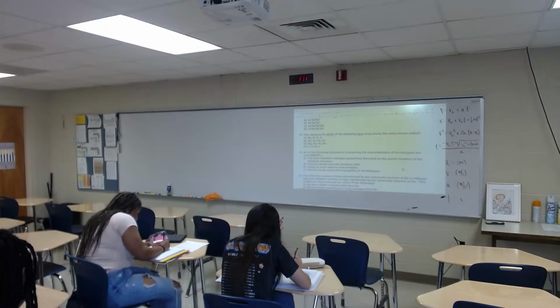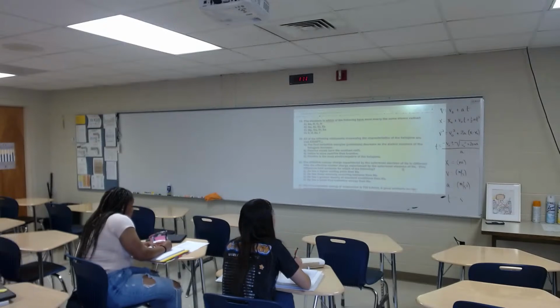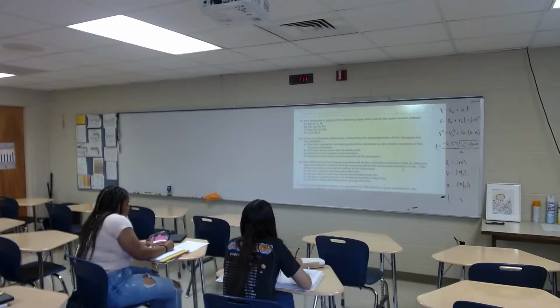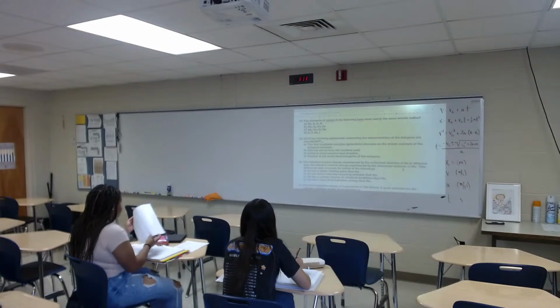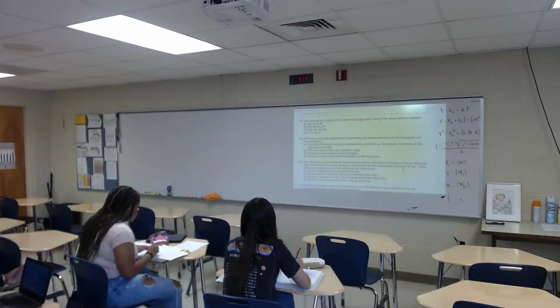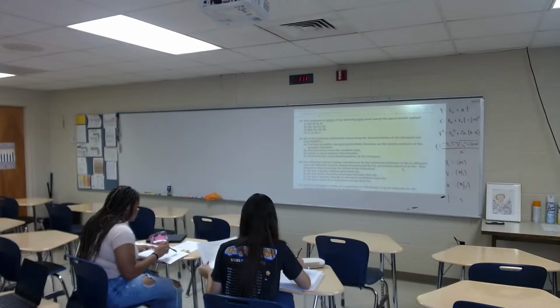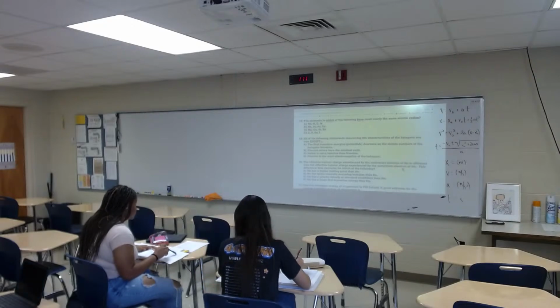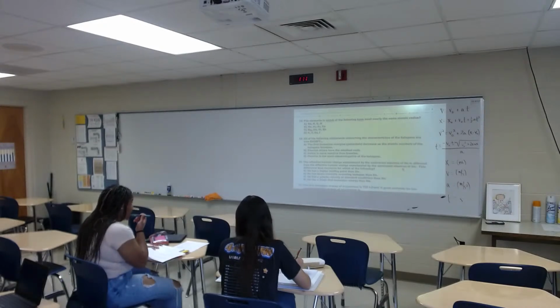Are we ready for 18? It only has the one valence electron, so once you get rid of that one. Number 18: elements of which of the following have most nearly the same atomic radius? My first guess would be things that are right next to each other within the same period. Looks like A. Everybody else is in a group together, so they're going to be drastically different.